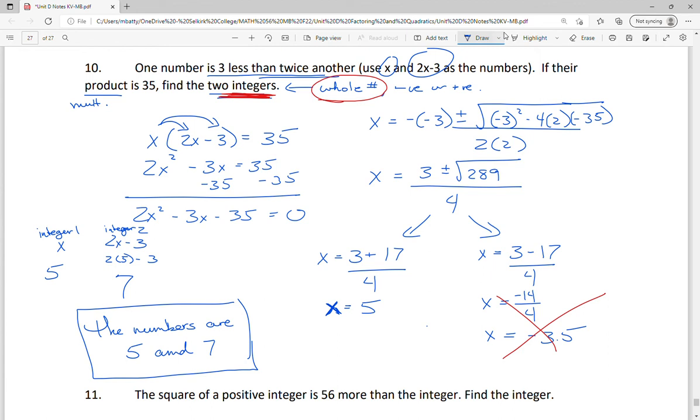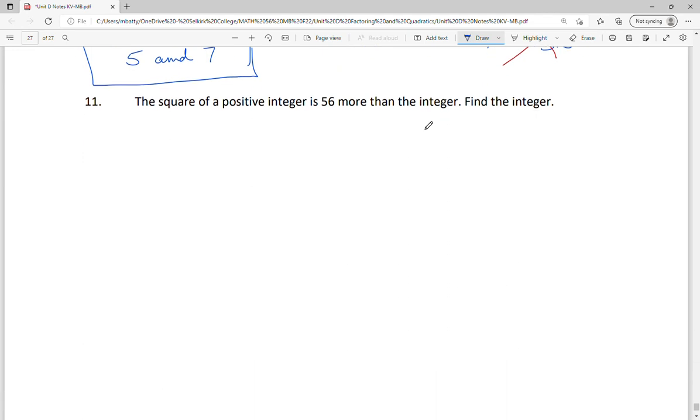Several steps on these. I do think that knowing where to start is sometimes the tricky bit. Usually you're okay with the quadratic, even though they can be a little messy. The next one here says the square of a positive integer, so that's going to limit my answer, is 56 more than the integer. So the square of an integer is 56 more, so plus 56, than the integer. So the x is the integer. And we'd have x plus 56 on this side. Making this look like a quadratic, I'd have x squared minus x minus 56 equaling 0.